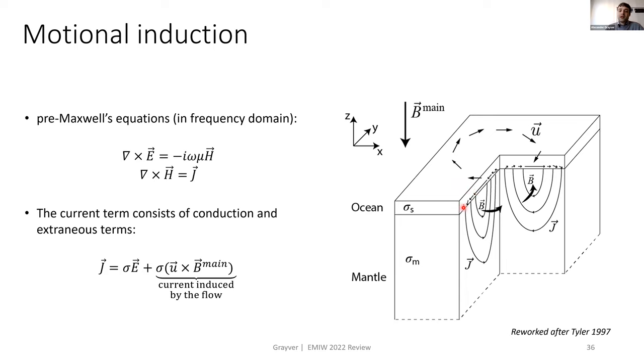And these currents couple to the subsurface below the oceans. So they induce currents in the subsurface, and these currents induce, of course, secondary magnetic fields. And these are the secondary magnetic fields which we want to map with satellites or sea bottom stations and use to image the suboceanic mantle.